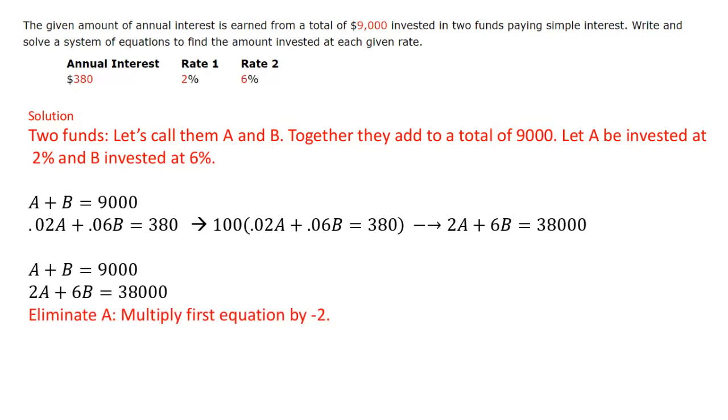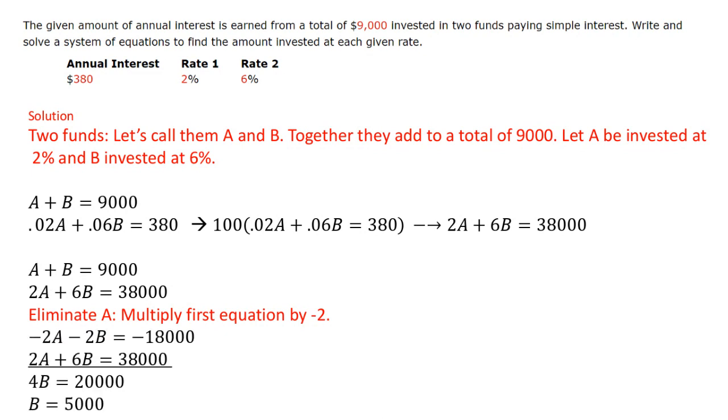All right, so now let's go ahead and do the elimination method. So what we're going to do is multiply equation 1 by -2. And when I do that, what I'm going to eliminate are the a's. I hope you see this. So let's go ahead and multiply equation 1 by this -2. So when I do that, I have -2 times a is -2a, -2 times b is -2b, -2 times 9,000 is -18,000.